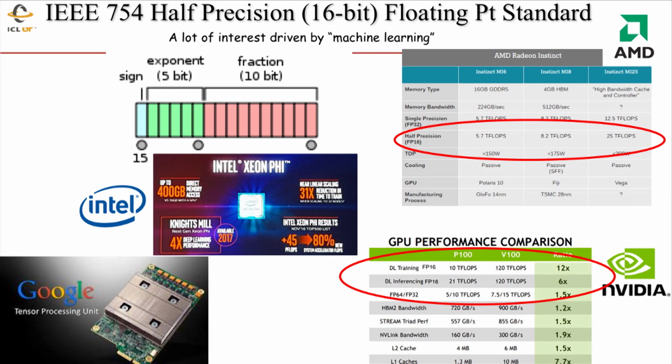So this is a short table of the vendor stuff. Oh, I should have removed this. Intel no longer is doing this. This is a big red X here. Right, so they no longer have Knights Mill.